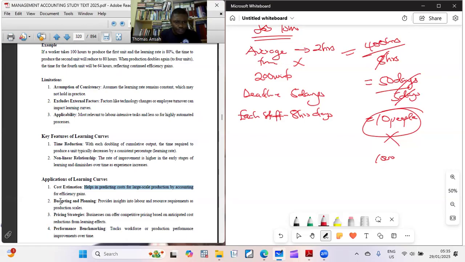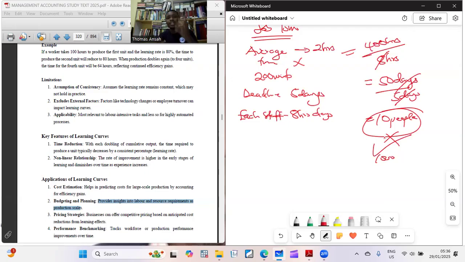Not only that, you'll be able to do proper budgeting because it provides you insight into labor and the resources required for your production scale. The same example, like you could see. And by that, it will help you to do your proper pricing, because if you know this and you see what your competitors are doing and you have to reduce the hours and become more efficient, as your learning rate goes up, the time will be coming down. If you have to train them for them to have speed.